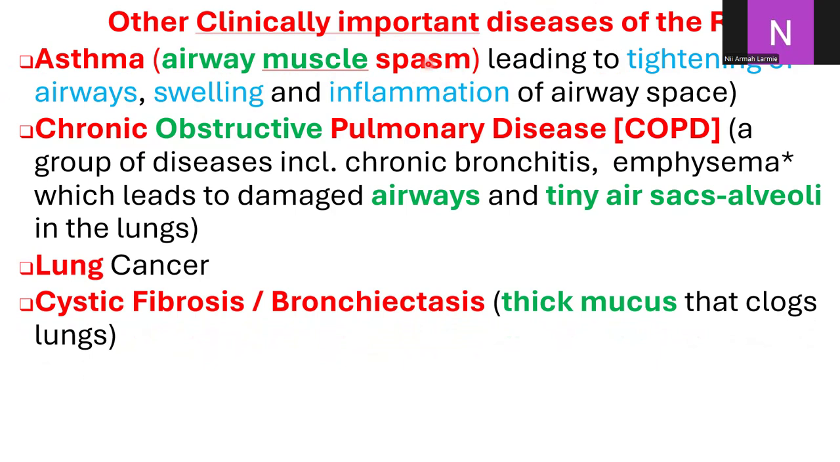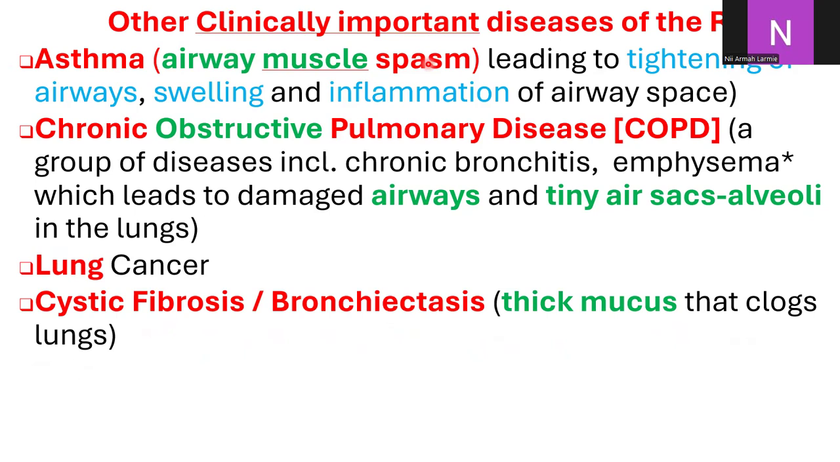Now, these spasms lead to the tightening of the airways, sometimes, in fact, leads to swelling and inflammations of the airways. This tightening is what results in the symptoms that we see with asthma. The inflammation is usually the underlying reason for this tightening and swelling.